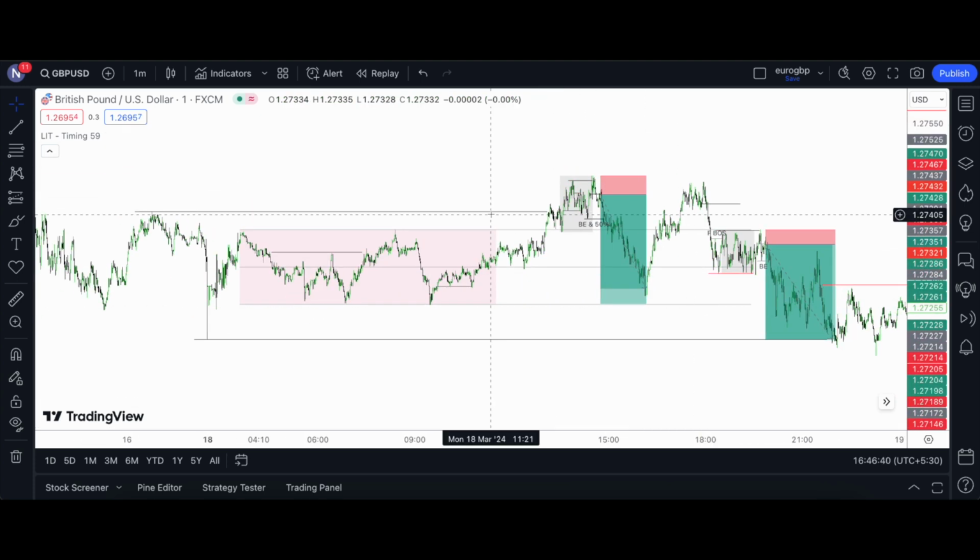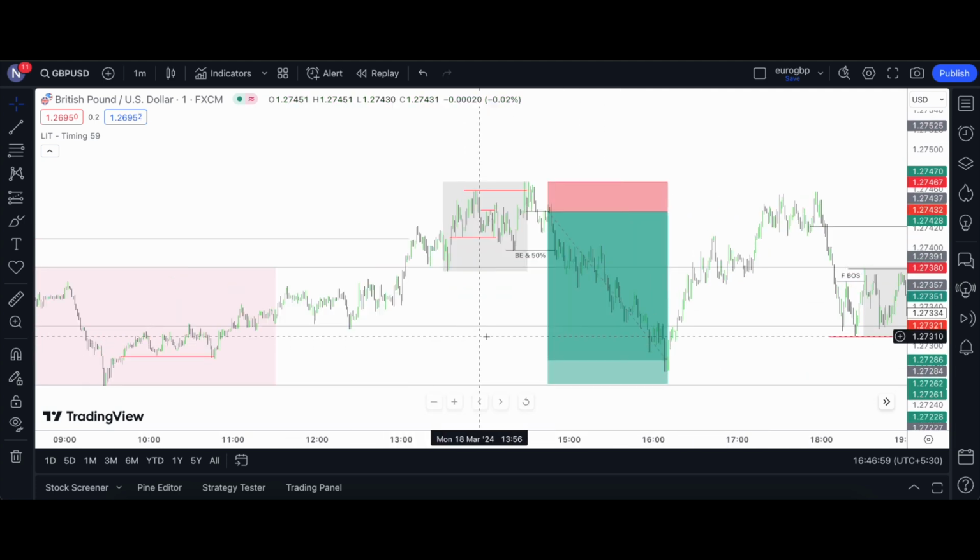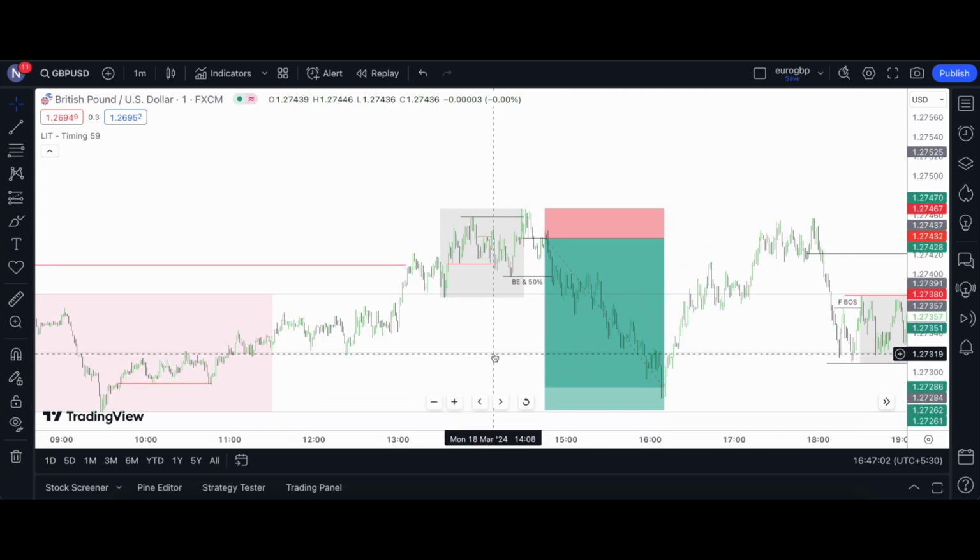As you can see, the price first took out this high, and I was looking for sell opportunities during the London Open. So as you all know, this is the London Open box. I take most of my trades during the London Open, but today I also took a trade during the New York Open. Let's first break down the first trade.